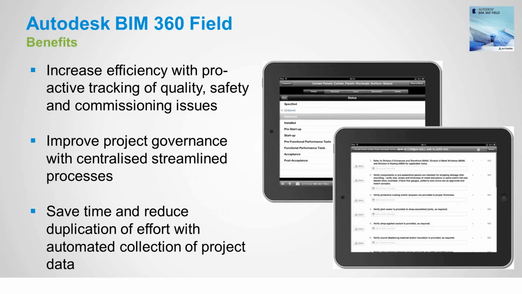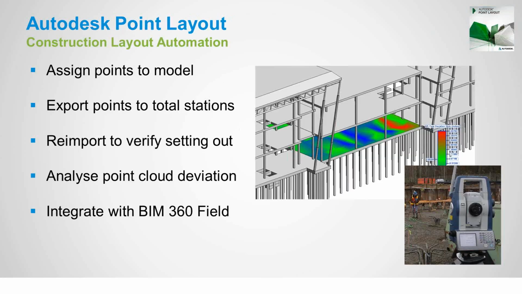Finally, here we have point layout, and again, this is leveraging the BIM data. So this is a Revit model. It could be done within Revit or Navisworks, where you can assign set out points to the model. You can export those data to a total station either via a USB or even via BIM 360 Field, and then you can re-import the as-built information and run analysis for point cloud deviation.